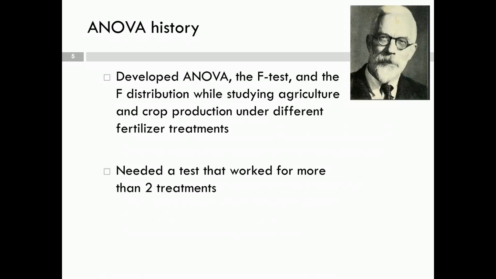Now, returning to ANOVA, Fisher developed the analysis of variance and the F-test and the F-distribution, which are all used together to test these hypotheses, while studying agriculture. He wanted to know whether different fertilizer treatments had an overall effect on crop production. This was a problem that had more than 2 treatments, more than 2 samples, and so he needed a test or an extension to the t-test. And ANOVA was developed specifically for that.